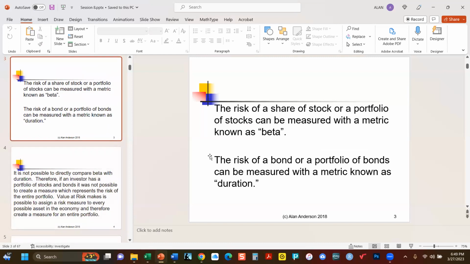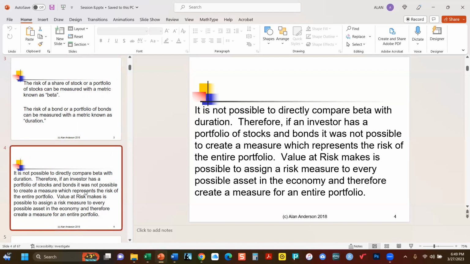We already know, as I've discussed, the risk of a stock or a portfolio can be measured with beta from the CAPM model, which, interestingly enough, the developers of the CAPM also won the Nobel Prize in economics. And the risk of a bond or portfolio of bonds can be measured with duration. So for all this time before value at risk came into being, we couldn't directly compare these risk measures. But now suddenly we have a consistent framework, which means we can throw them all together into the same portfolio and come up with a number that makes it possible to compare one portfolio's risk with another.